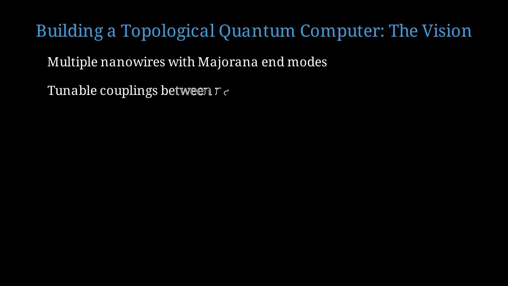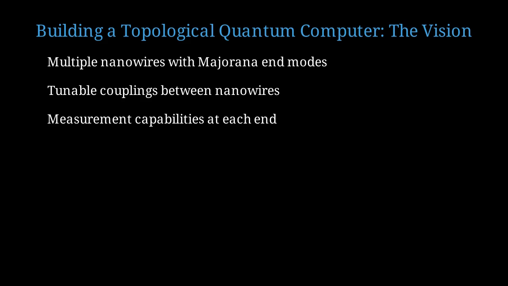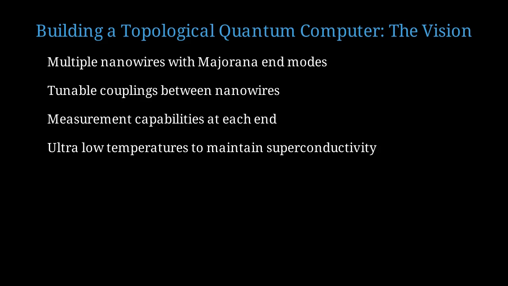You need the ability to turn on and off couplings between different nanowires. This could be done with gate electrodes or movable components. These couplings allow Majoranas from different wires to interact. You need to be able to measure the occupation of the fermion states, either through tunneling spectroscopy or other measurement schemes. This allows you to read out the qubits. The whole system needs to operate at ultra-low temperatures, typically below 1 Kelvin, to maintain the superconducting state and minimize thermal excitations above the gap.